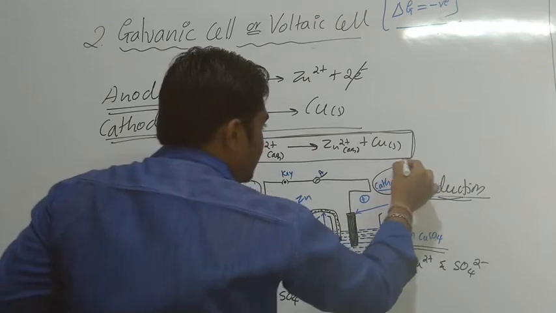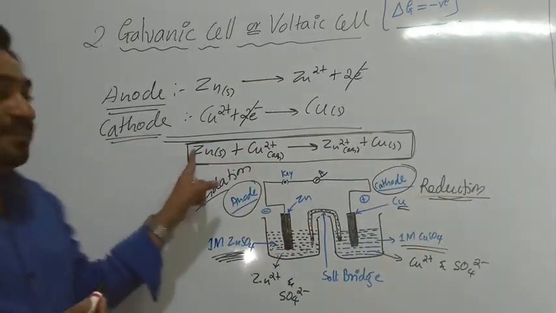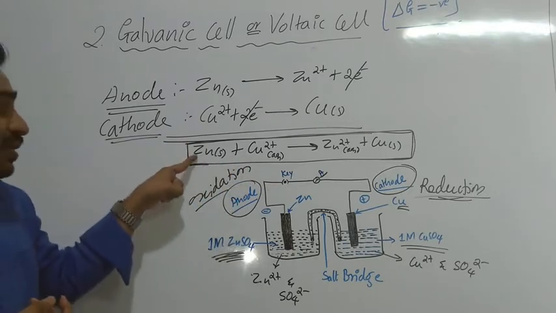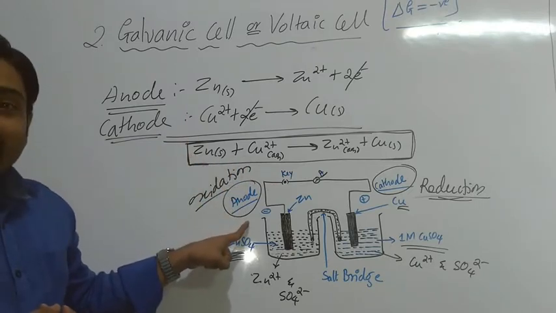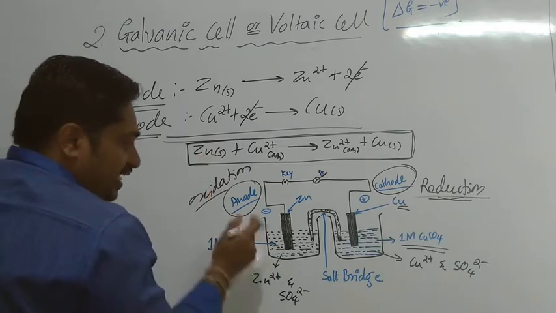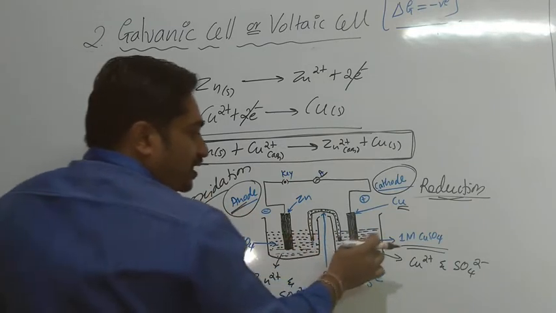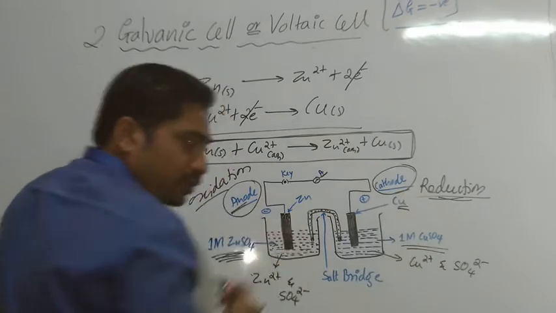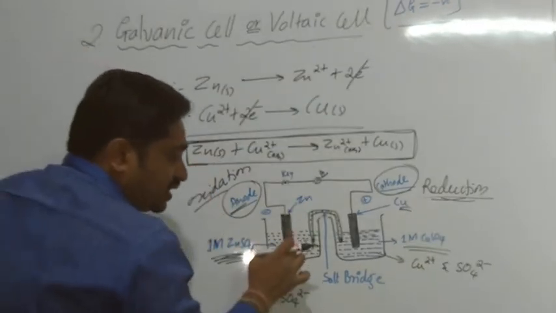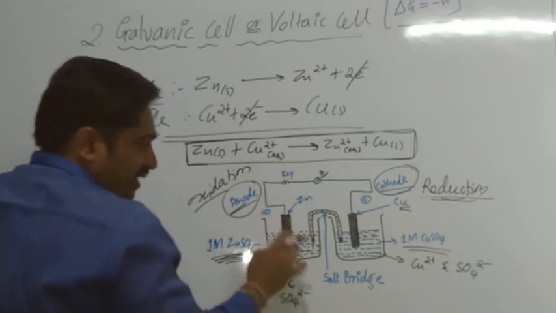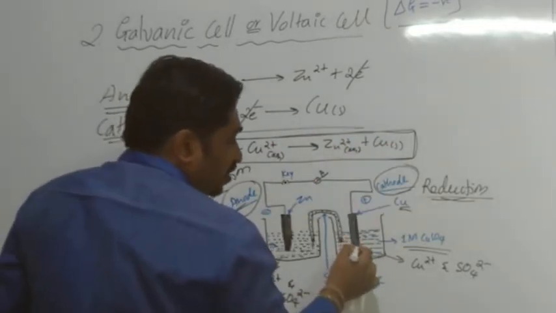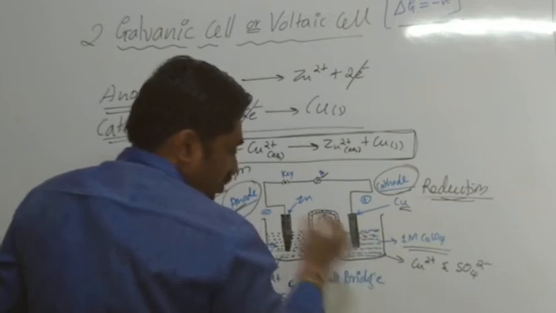This is the chemical equation of the Daniell cell, and we know about this chemical reaction from our first PUC. Do you remember this? This chemical reaction is taking place in the Daniell cell. Here zinc is oxidized at the anode and copper is reduced at the cathode. Zinc is oxidized means the zinc electrode is dissolved in the anodic cell, and the copper is deposited on the copper electrode.